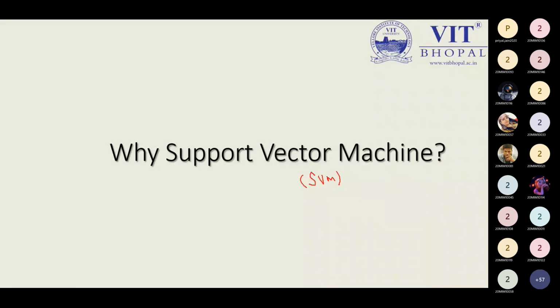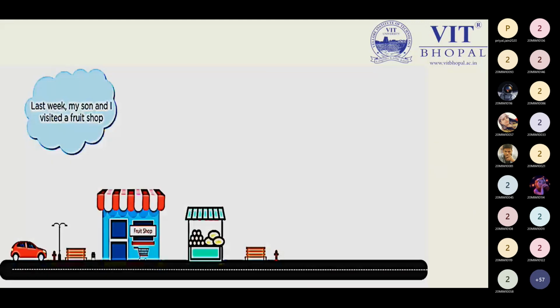So now we have a big question. Sir, why support vector machine? Because support vector machine is a part of classification, as you told me. But why support vector machine? This is the kind of question you must have in your mind. To clarify this answer, I have a basic story, and that is needed.